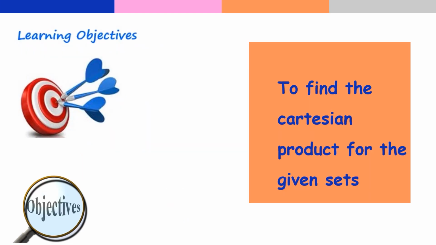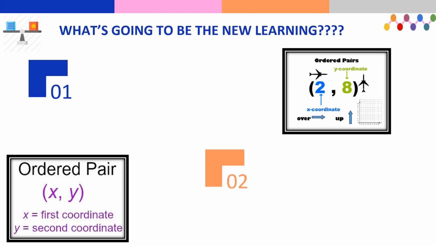So today, by the end of this session, you'll definitely be able to find the Cartesian product for the given sets. Before that, what's Cartesian product? Anyways, we are going to see that. So what is Cartesian product? Before we see that, we are going to see a few new things, which is going to be ordered pairs.